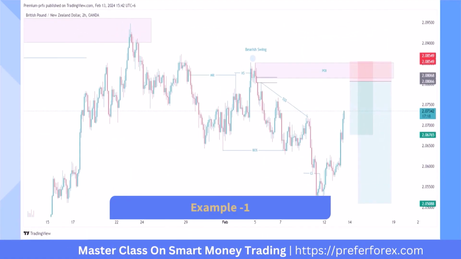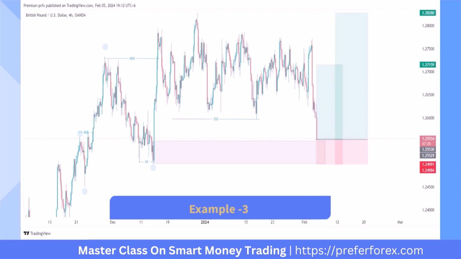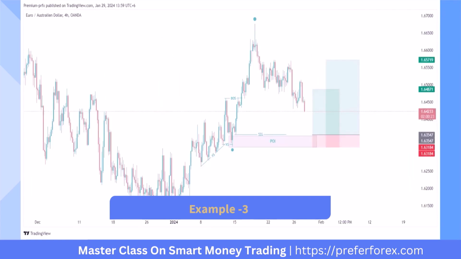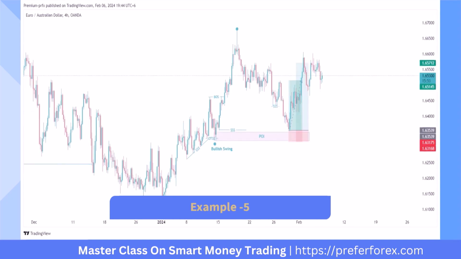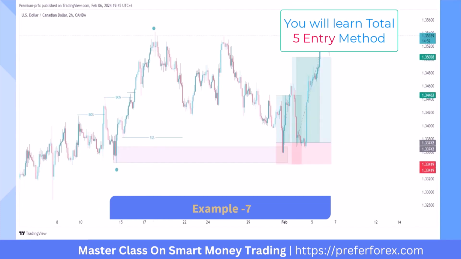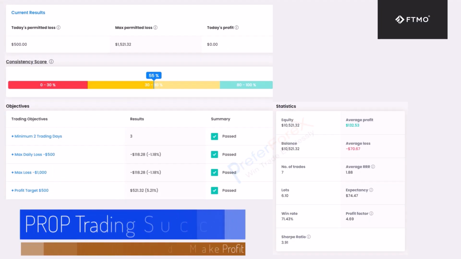Here you can see some analysis and corresponding results. The direct entry method has been applied here. You learn why we apply the direct limit order on this type of setup without any further confirmation. You will also learn 4 more different types of low-risk entry method in this mentorship program. Since we prioritize low-risk entry, this mentorship program is also well suited for prop firm trading.